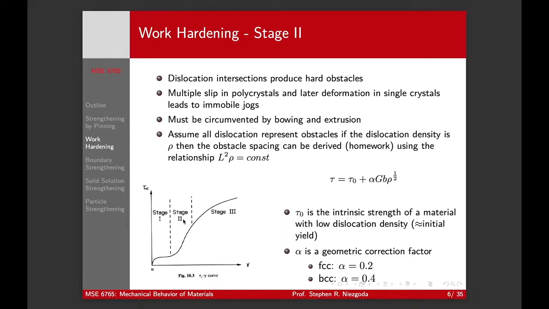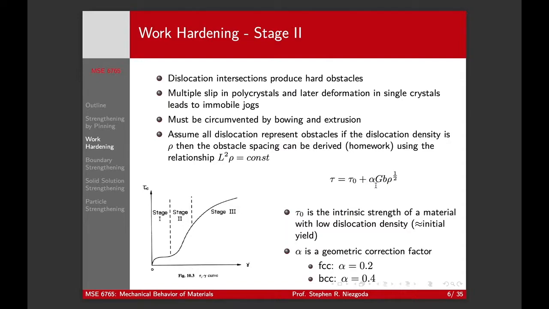Okay? So if we assume that all dislocations represent obstacles, right? If our dislocation density is rho, then our obstacle spacing is going to be given by L squared rho, some constant. And you'll play with this expression for homework a little bit. But we end up with this relationship.